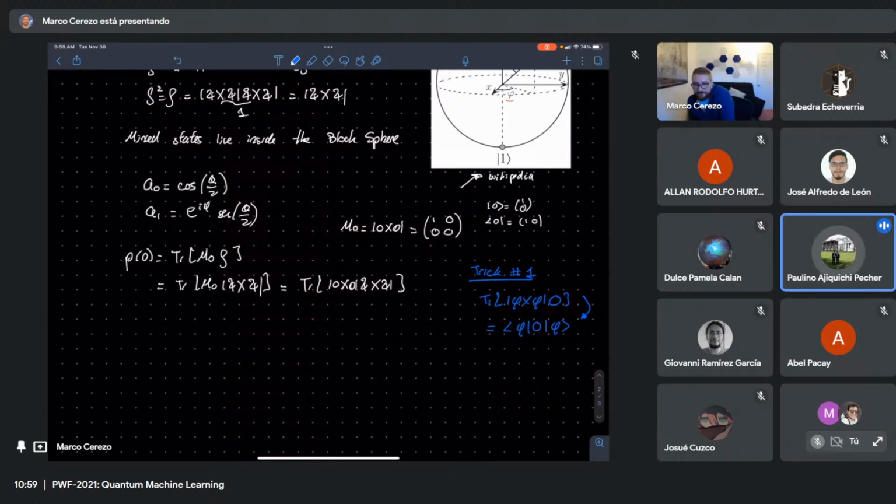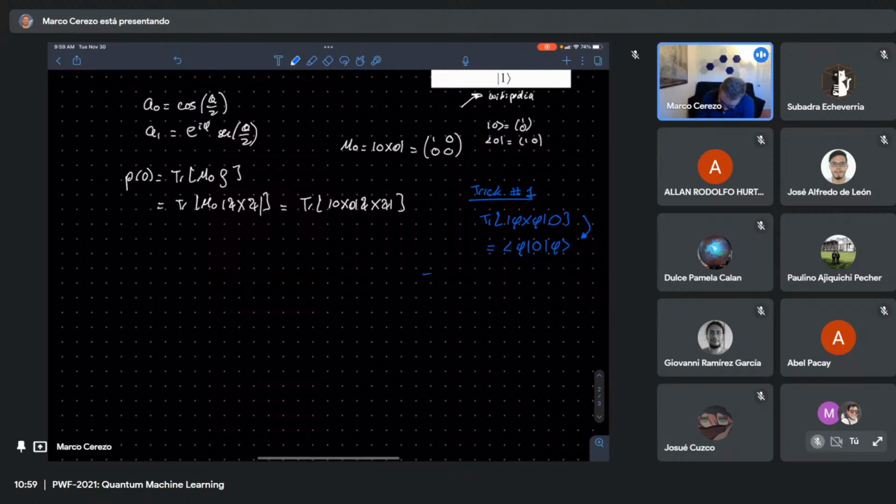Because the operator is Hermitian? O is generally a Hermitian operator if it's an observable. But I'm mainly talking about this equality. Why the trace for the completeness principle? Exactly. Yeah. That is absolutely true.